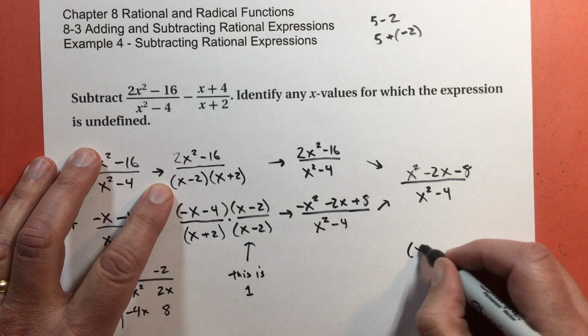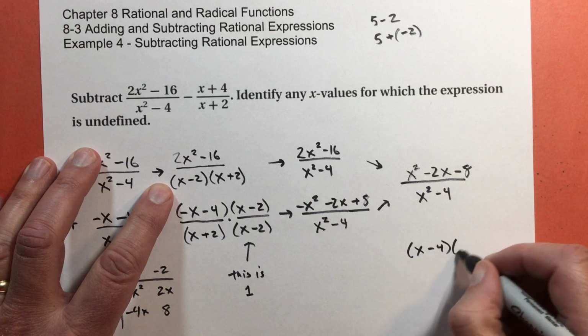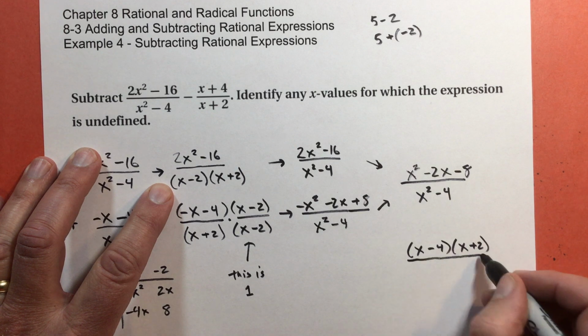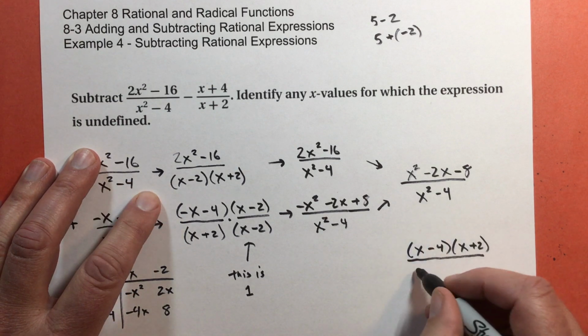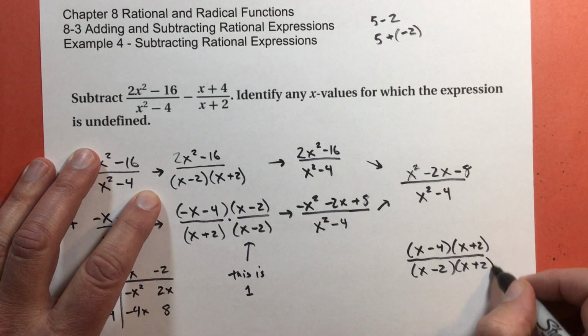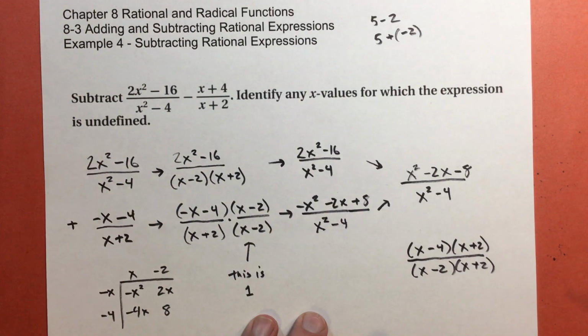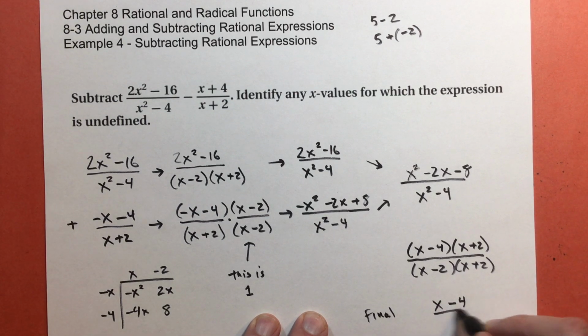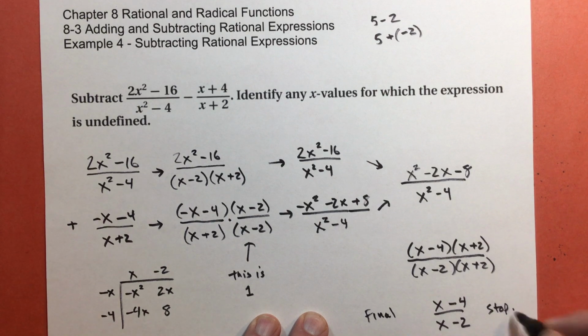That's going to be x subtract 4 times x plus 2. And I know already that x squared subtract 4 was x subtract 2 times x plus 2. So it looks to me that the x plus 2's are going to reduce. So my final result here is going to be x subtract 4 over x subtract 2. And then I need to stop.